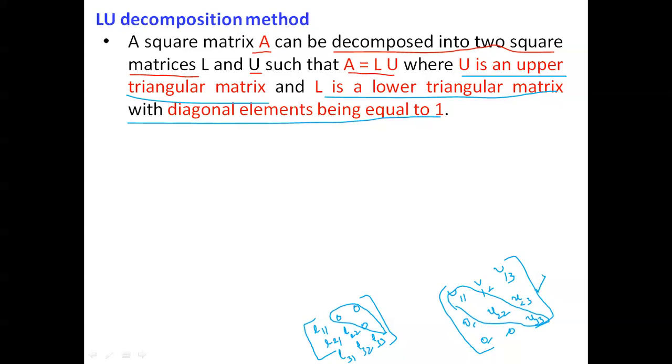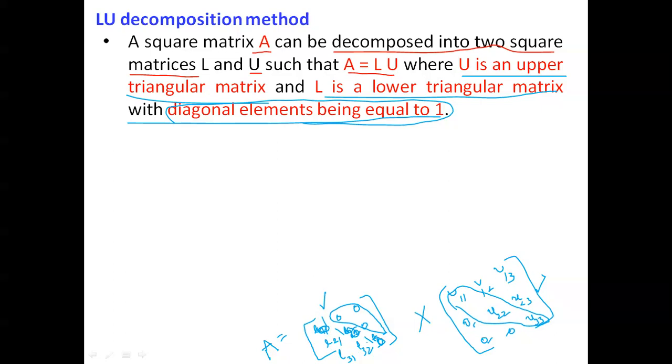So the square matrix A is decomposed into the product of a lower triangular matrix and an upper triangular matrix. In this lower triangular matrix, the diagonal elements are equal to 1. So we have taken the diagonal elements, in place of L11, as 1. This is the diagonal element 1, this is the diagonal element 1.